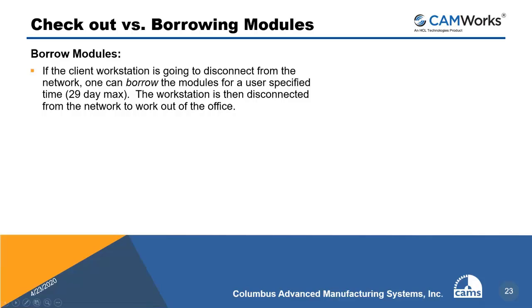The only way it can return before that date is if you bring that computer back to the network, connect it, and manually return it. Okay? So there's no resetting this. This is one that when you borrow it and you take it off network, it's till you do that, because that license or module that you borrowed technically becomes a stand-alone node lock license for that computer.